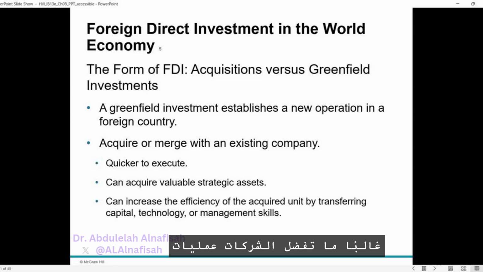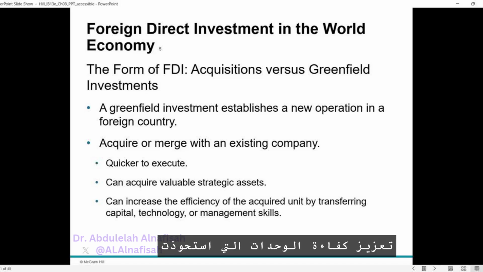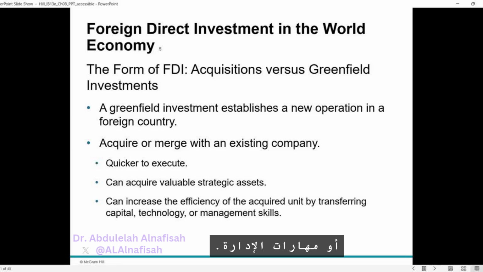Firms often prefer acquisitions over greenfield investments due to several reasons. Firstly, mergers and acquisitions are faster to execute, crucial in rapidly evolving markets. Secondly, acquiring firms with strategic assets like brand loyalty, patents, or distribution systems may be viewed as more efficient and less risky than building these assets from scratch. Lastly, firms may believe they can enhance the efficiency of acquired units by transferring capital, technology, or management skills. Despite these perceived benefits, evidence suggests that many mergers and acquisitions fail to deliver the expected benefits.